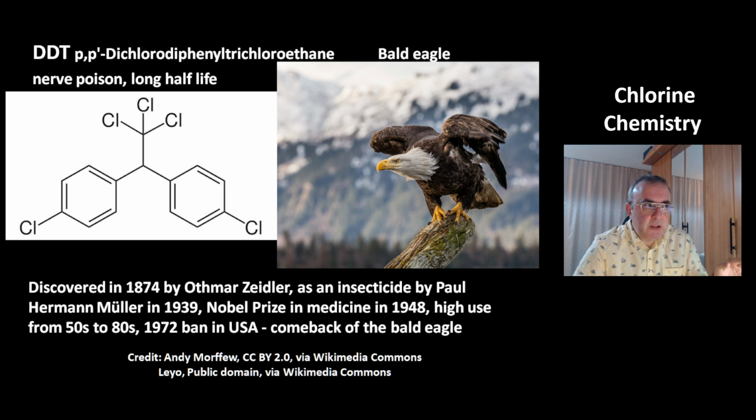DDT was in high use for several decades, from the 50s to the 80s. In 1972, there was a ban in the USA, and that caused a comeback of the bald eagle. The problem with DDT is its long half-life, not only of this compound, but also of its reaction products. And species at the top of the food chain are highly endangered because in the food chain these compounds accumulate. And that's why the comeback of the bald eagle is very good news.